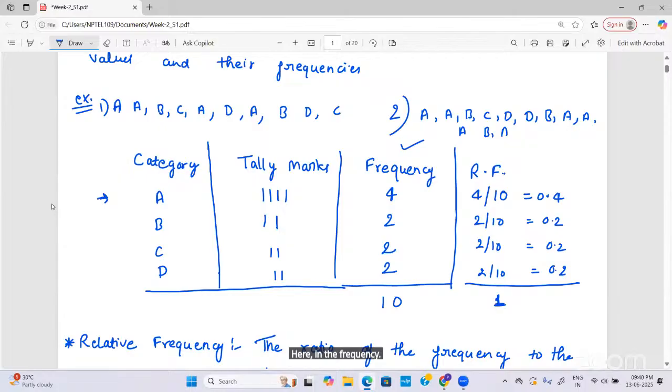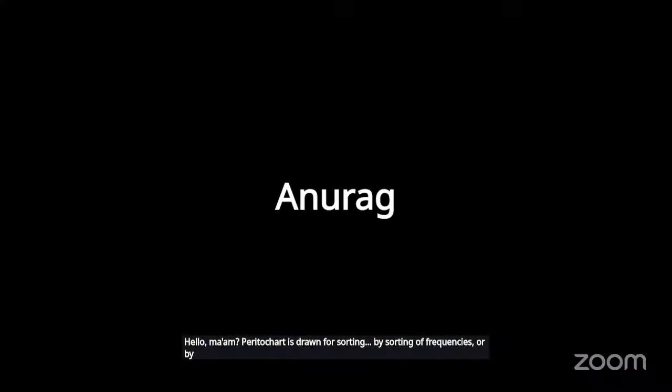Hello, ma'am. A Pareto chart is drawn by sorting frequencies, or by sorting the variable if it is an ordinal variable. For the Pareto chart we sort by frequency. If you have an ordinal variable, then you have to maintain the order and represent your categories on the x-axis, either in increasing or decreasing order.